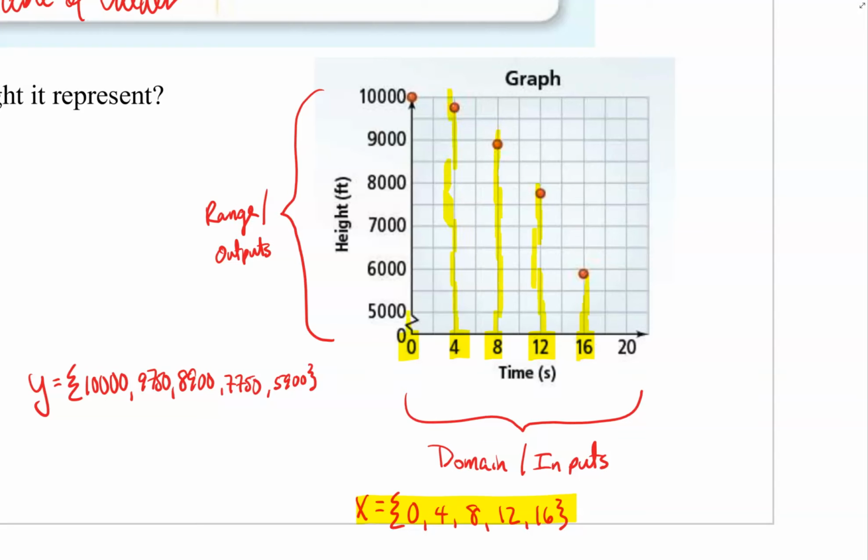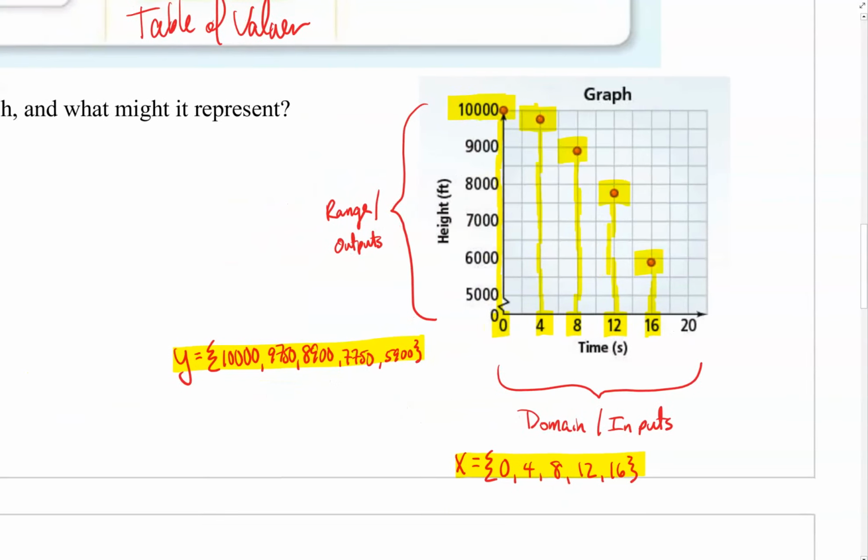Now similarly, I've identified the y-coordinates, or the range values, or the outputs for this particular function. And I had to make an educated guess for some of these because the graph isn't so clear. But we did have a y value at approximately 10,000, another y value that was a little bit less than that, so I called it 9,750, 8,900, 7,750, and 5,900. Those are the x and the y coordinates, the inputs and the outputs for this particular graph.